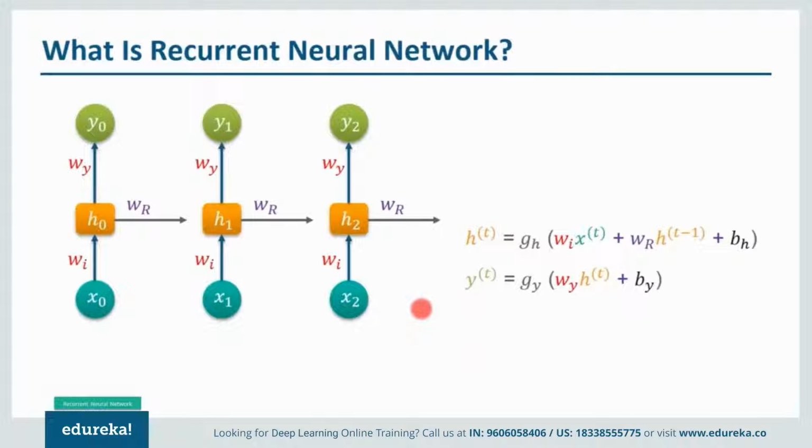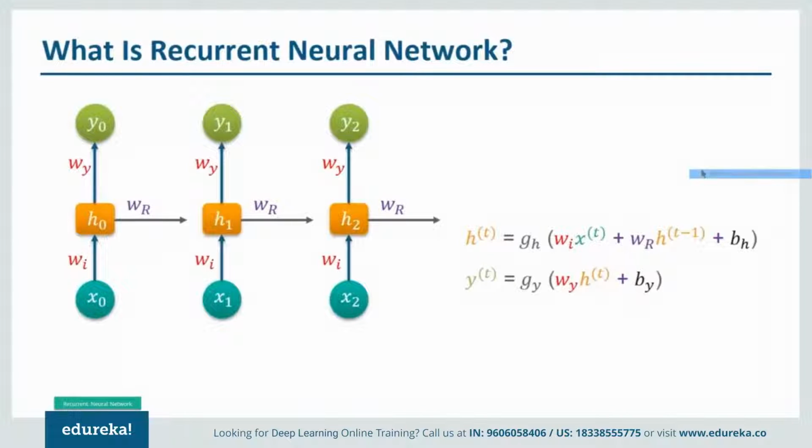Similarly, in the next timestamp, that is at time t equals 2, we have input x2. We need to figure out what will be h2. So we'll multiply the weight matrix Wi with x of 2 plus Wr into h of 1 that we have got here plus b of h, and pass it through a function g of h to get h of 2. From h of 2, we'll calculate y of 2: Wi into h of 2 plus by, that is the bias, pass it through a function g of y to get y2. And this is how a recurrent neural network works, guys.